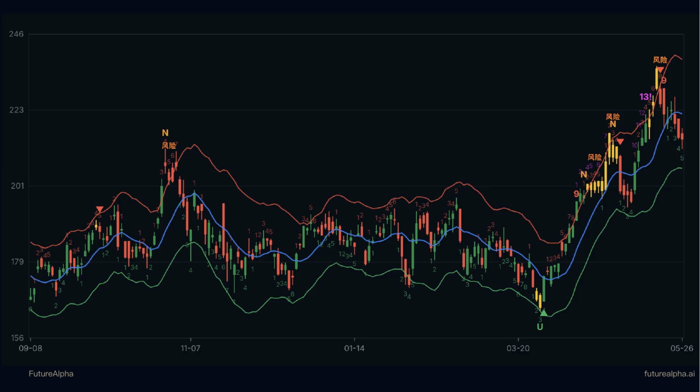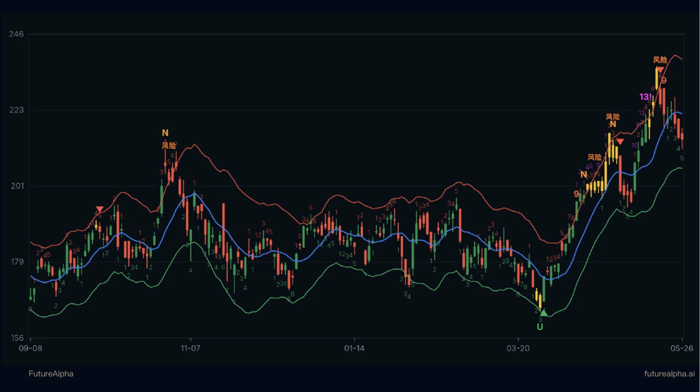N and U are short-term extreme markers. N means price is stretched to the upside and has broken recent highs, so I watch for a pullback. U means price is stretched to the downside and has broken recent lows, so I watch for a bounce. Yellow candles mean price has entered an extreme zone.